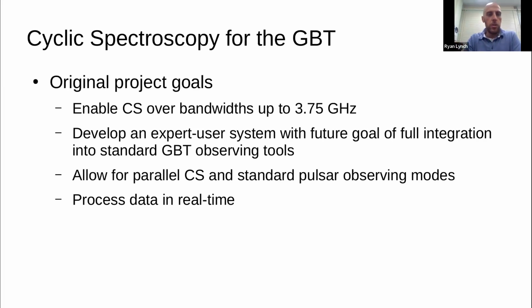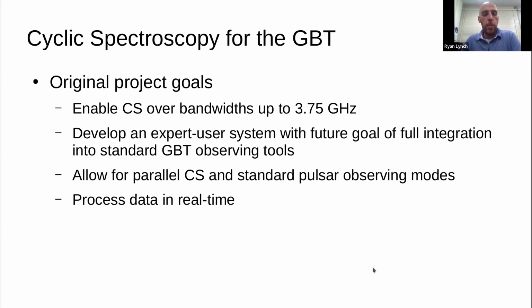So the original project goal was to enable cyclic spectroscopy over bandwidths of up to 3.75 gigahertz. We were originally setting out to develop an expert user system, but with the goal of full integration into standard GBT observing tools. So this would be a system that, if you're familiar with the GBT, we originally envisioned as not being fully integrated into Astrid, which is our observing interface GUI. Maybe you would have to log into a separate computer to fire up a process in order to enable the cyclic spectroscopy observing modes.